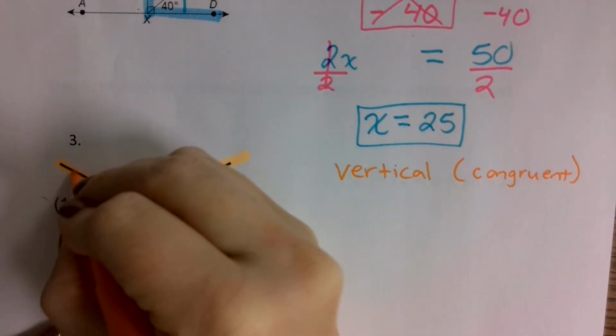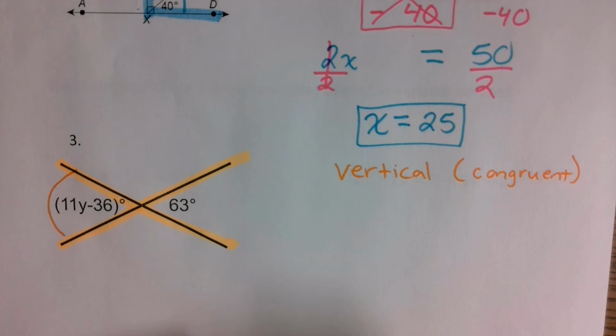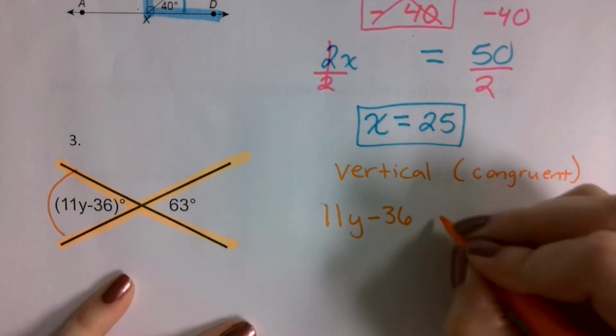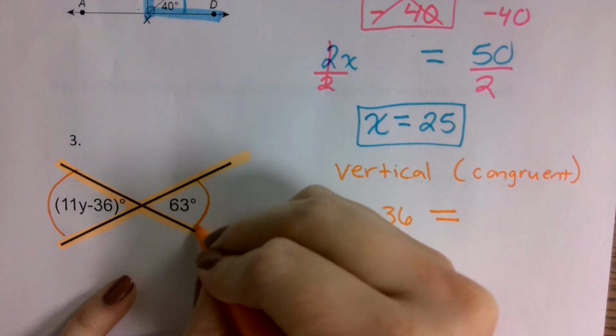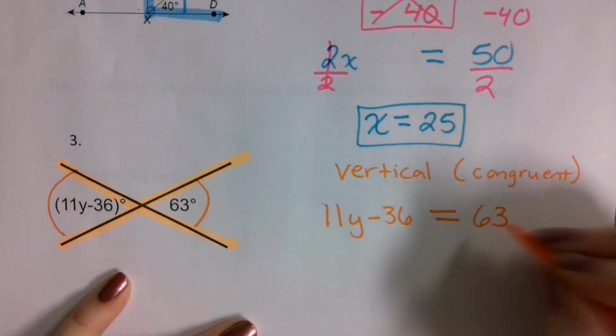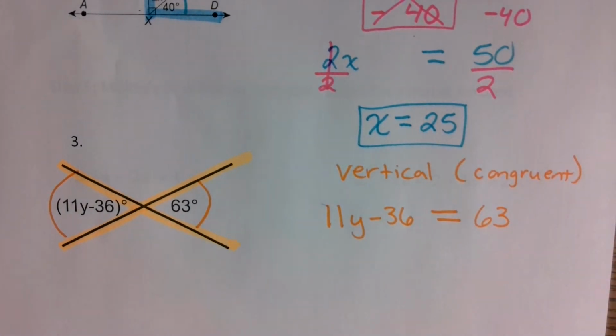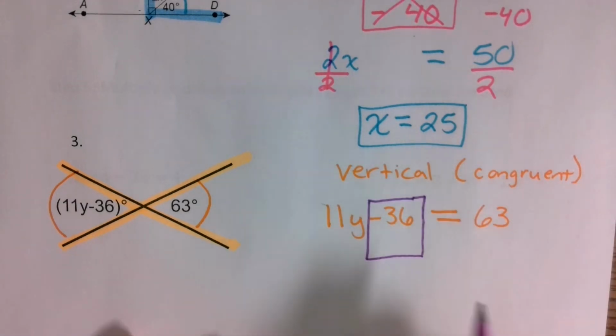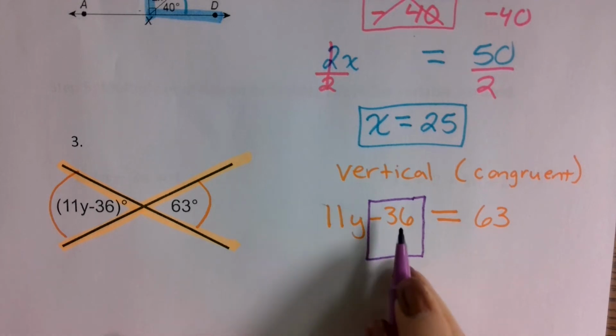So that means 11y minus 36 is going to be equal to 63. 11y minus the 36 is going to be equal to the 63. Okay, and real quickly because we need to go to lunch. Our inverse, we're going to identify the constant. The constant in this case is a minus 36.